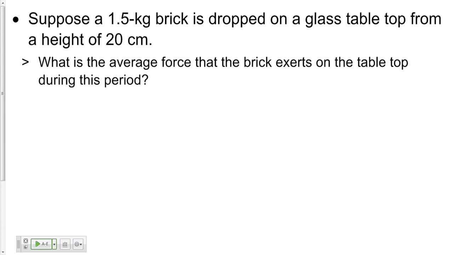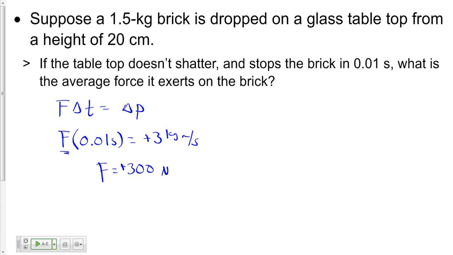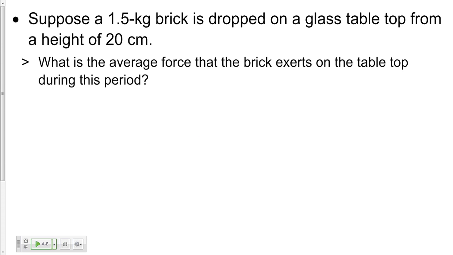Part 3, what's the force that the brick exerts on the tabletop? So the tabletop exerted 300 newtons of force on the brick. What did the brick do to the table? 300 newtons of force, according to Newton's third law. If I exert a force on something like this table, it exerts a force backwards on me with the same magnitude of force.